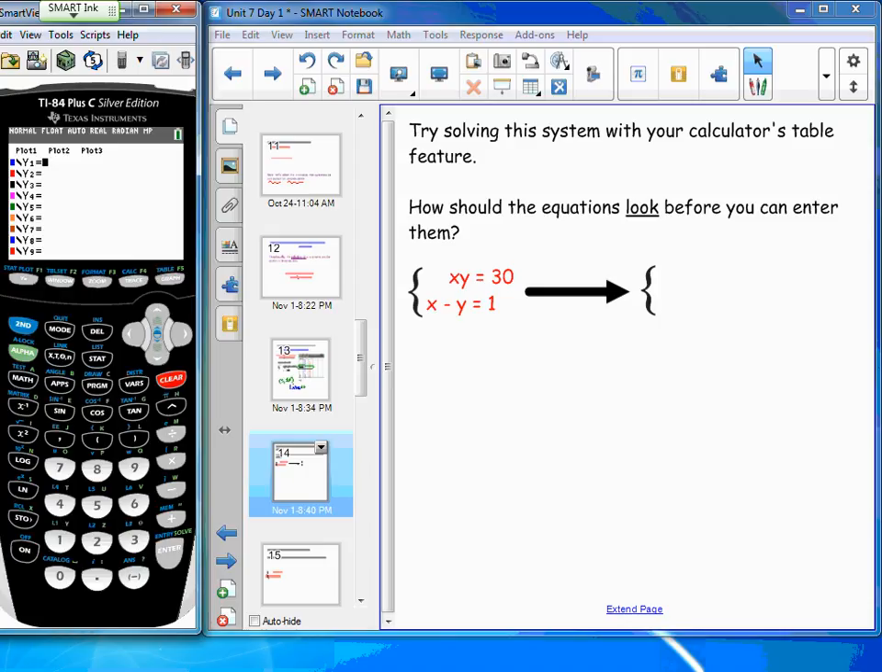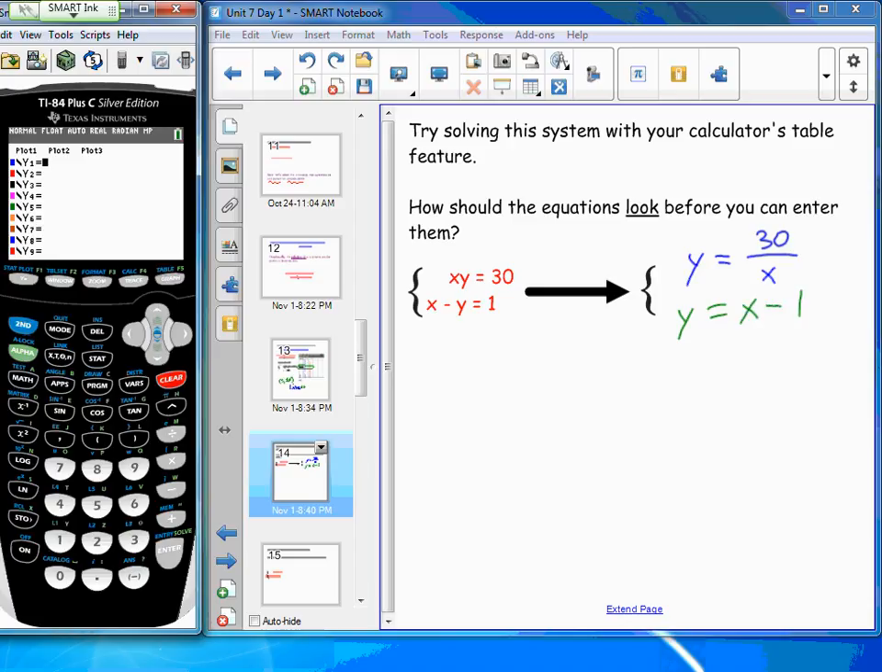The first one looks like division. Division will get my y alone. If I solve for y, I could divide both sides by x. That would give me 30 over x. And then x minus y equals 1. I could solve that by adding over the y and subtracting over the 1. Or subtracting over x and dividing both sides by -1. The choice is yours. I'm going to go ahead and add over the y, subtract over the 1, and I get y equals positive x minus 1.